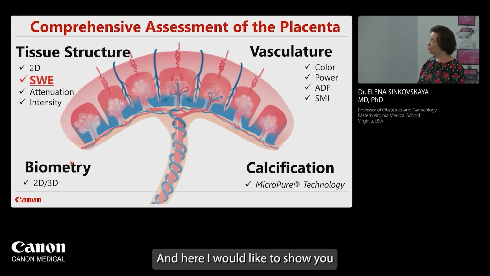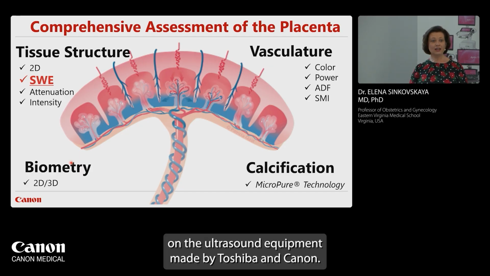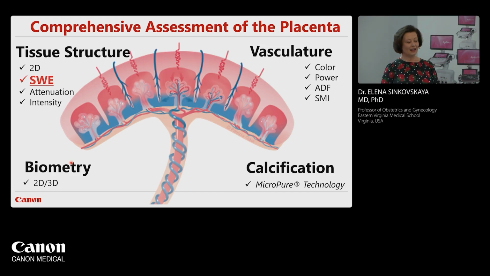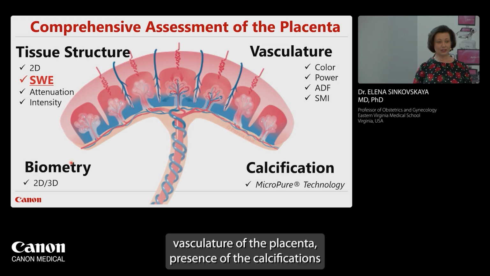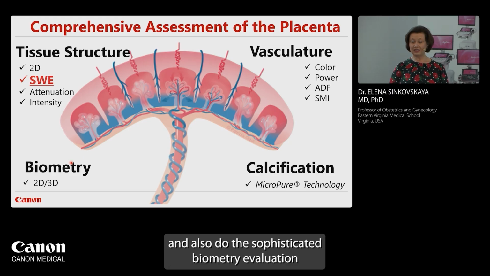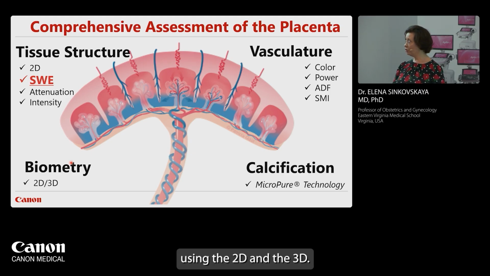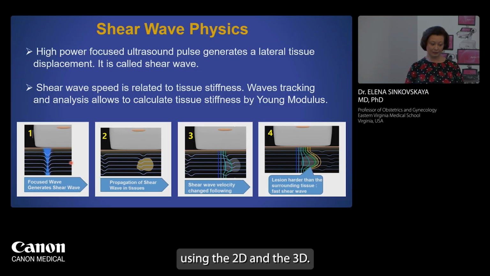And here I would like to show you that there are very comprehensive tools on the ultrasound equipment made by Toshiba and Canon. Here we can look at the structure of the placenta, the vasculature of the placenta, the presence of calcifications, and also do a sophisticated biometry evaluation using 2D and 3D.